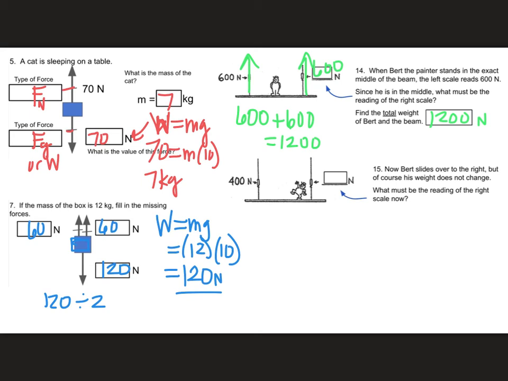Now, just because he moves to the side doesn't mean his weight changes. It's still going to be 1,200 newtons pulling down. But when he pushes over to the side, this rope ends up holding up more of his weight. How much more? Well, I can take 1,200 and I can subtract 400 and see that the remaining 800 would have to be in this right-hand box.